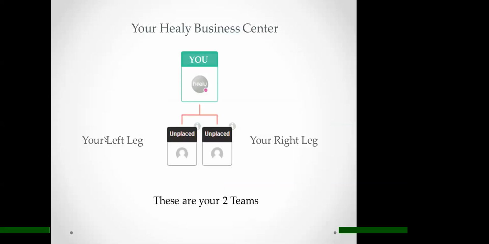Okay, so this is your Healy Business Center. When you go into your back office, this is you. You have a left leg and a right leg. A binary system is a left team and a right team. And the goal is to have as many partners and points and sales on one leg as the other, but realistically, that's not going to happen. You're always going to have one leg that has a little bit more volume, a little bit more sales, and there may even be a lot more members attributed to that leg. But you have two teams, and that's how you start out.